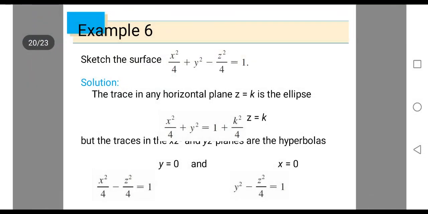All right, guys, we have example number 6. In this example, it says sketch the surface x squared by 4 plus y squared minus z squared by 4 is equal to 1. So give it a try yourself. That would be great. I appreciate that.